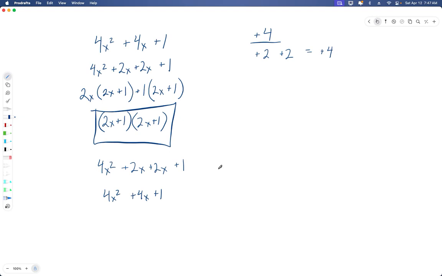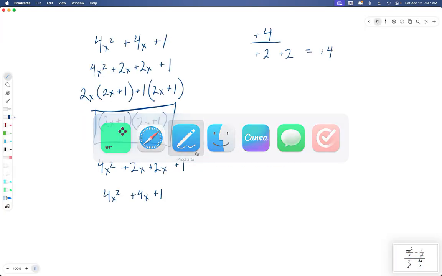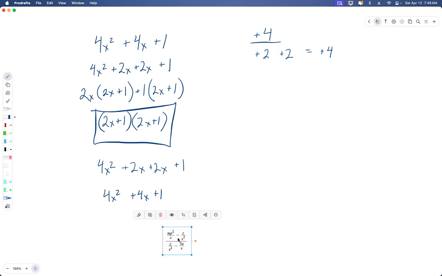So I think there was another one like that we needed to look at. Nope, we have a different type of problem. So we have to simplify this. So I'm going to screenshot it and take it over to the drawing tablet and drop it in. We're going to work on that one.